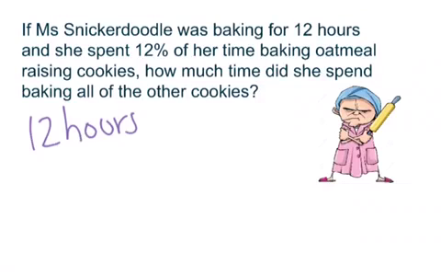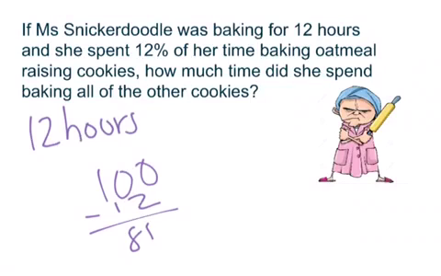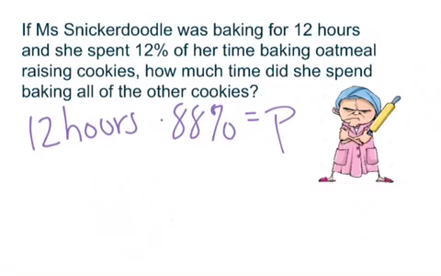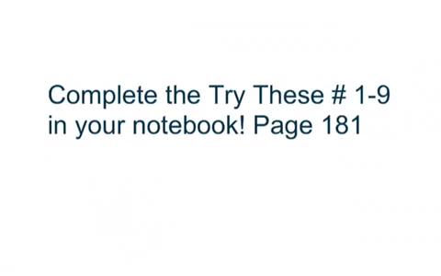Okay? So she spent 12% of her time baking oatmeal raisin cookies. So what was the other percent that she spent baking the other cookies? How could you figure that out? There's 100% total. We're going to subtract 12 and get 88%. So we're going to multiply 12 hours times 88. And that will give you your part, or your percentage. Okay, so finish that up. That's your answer for that one.